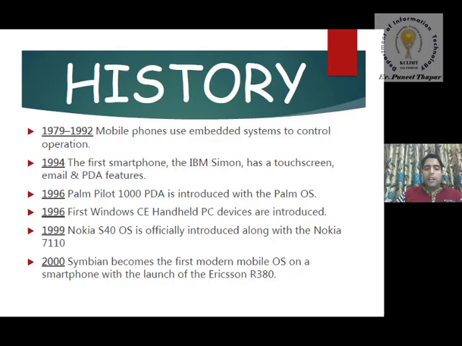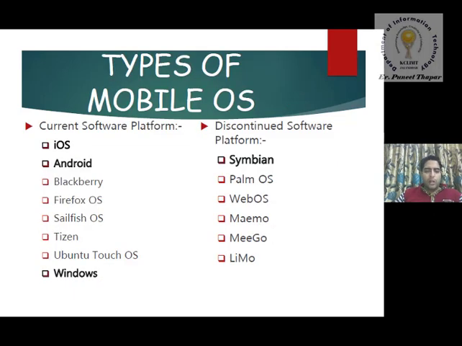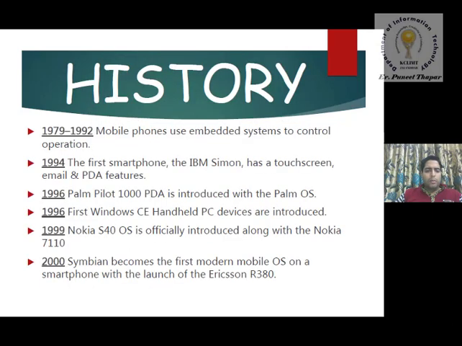Next, in 1999, Nokia officially introduced the S40 operating system with the Nokia 7110. This operating system was also adopted by various mobile phones. After 2000, Symbian became the first modern smartphone operating system, launched on Ericsson devices and the Nokia 6600. Various devices used the Symbian operating system. This is the brief history.